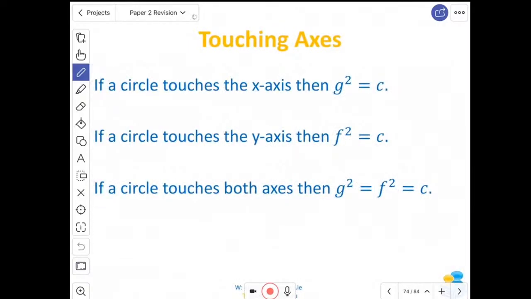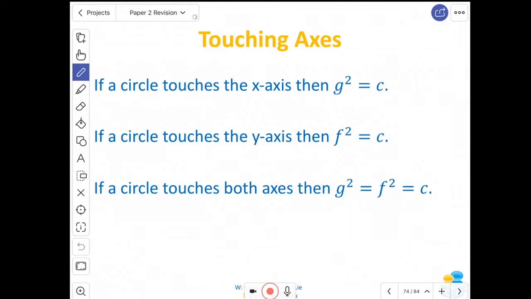Okay, the next one. Now again, this is an important one for your problem solving with circles. If you are told that your circle has a tangent or touches the x or the y axis, these are things that you should know to help you with the question. So it says if a circle touches the x-axis, then g squared equals c. So I don't have time to go into the proof of this or to show you where it comes from, but it all comes from the relationship between the radius and the distance between the point and the center.